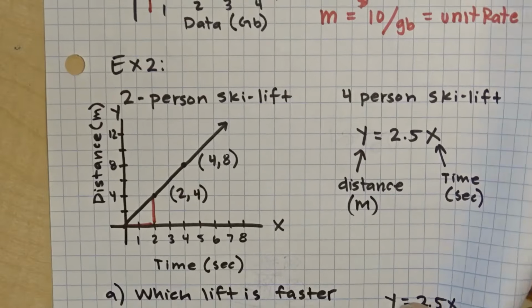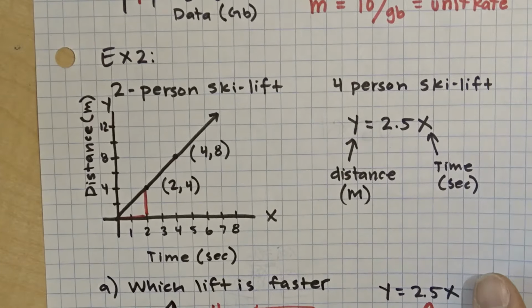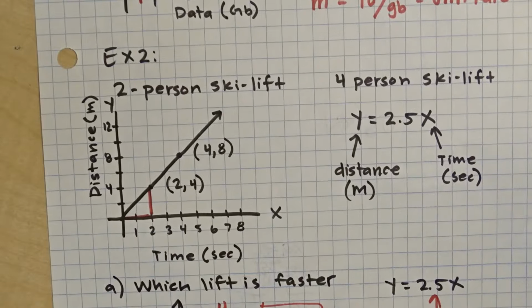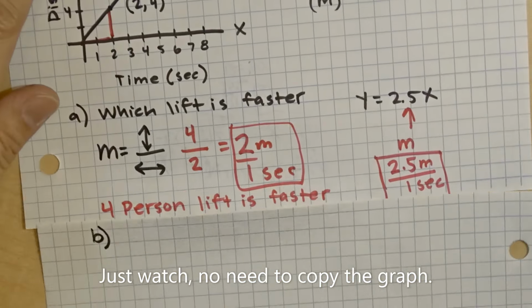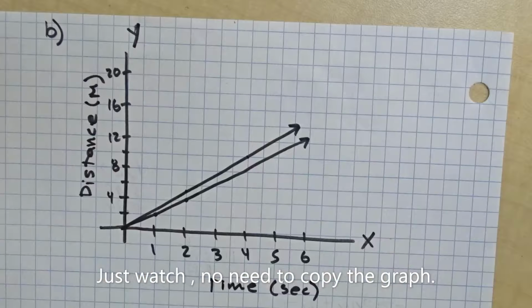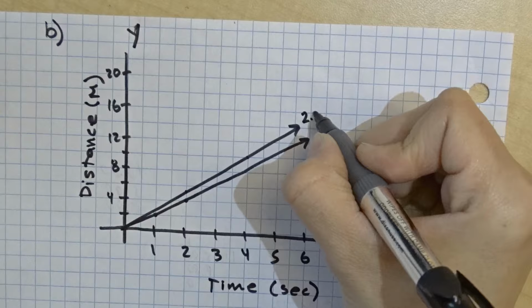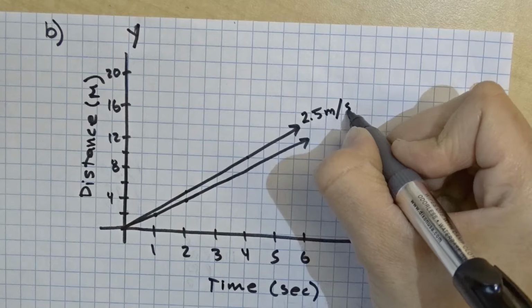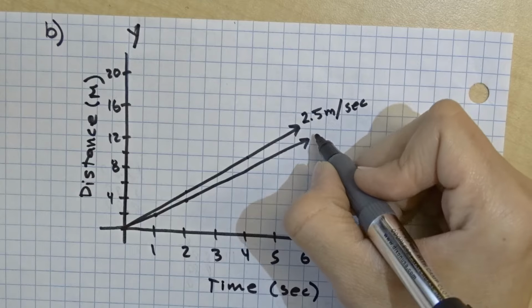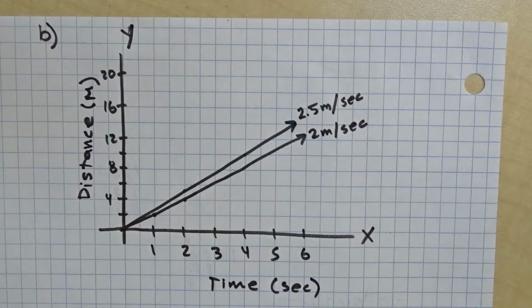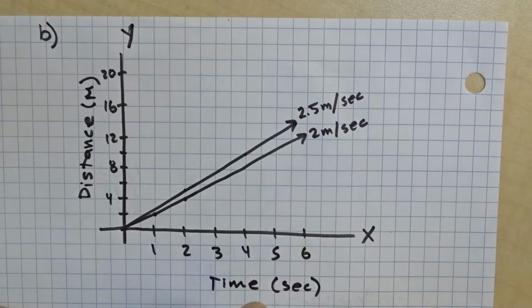All right, let's look at another example. Now I'm going to ask you to put both of them on the same graph. This was the 2.5 meters per second. This one was the 2 meters per second. And so now you can see that if we compare them, what do we notice? The faster lift is steeper.